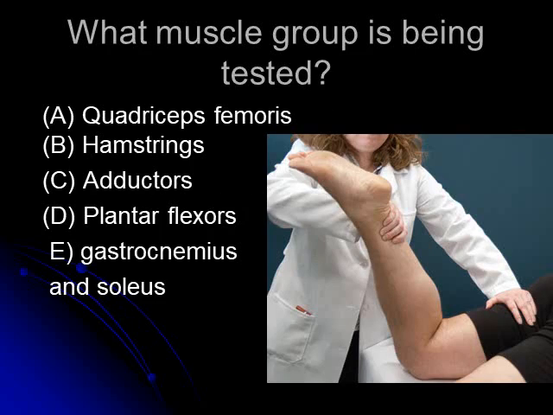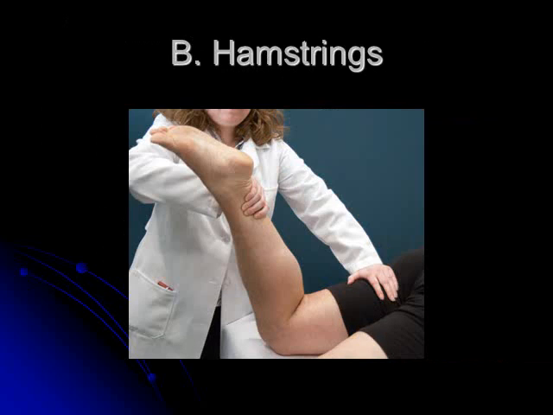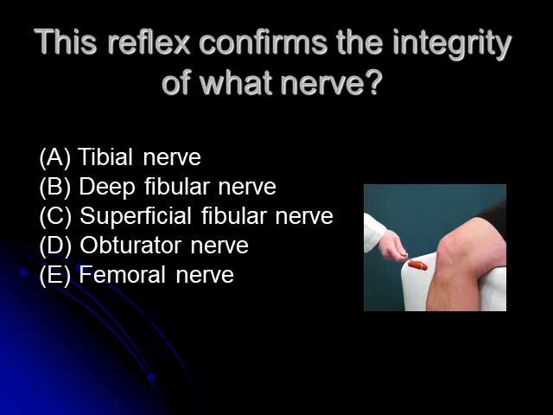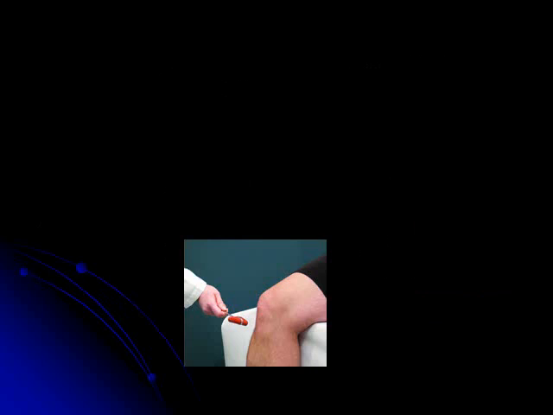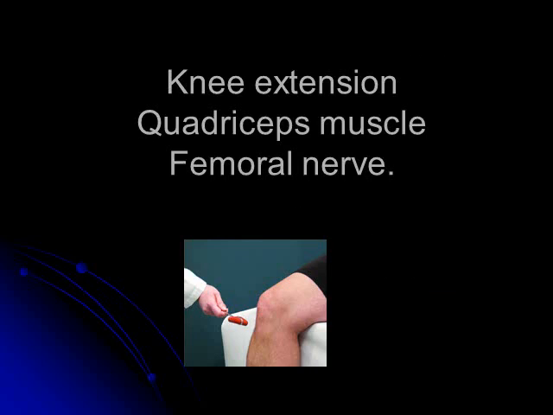What muscle group is tested in this patient? The hamstring muscles. The movement tested is flexion of the knee joint against resistance. The semitendinosus and semimembranosus muscles contract. This reflex confirms the integrity of what nerve? Tibial nerve, deep fibular nerve, superficial fibular nerve, obturator nerve or femoral nerve? Here the movement tested is knee extension. By doing the knee jerk, extension of the knee joint occurs, which is done by the quadriceps muscle contraction. So the nerve tested in this patient is the femoral nerve.